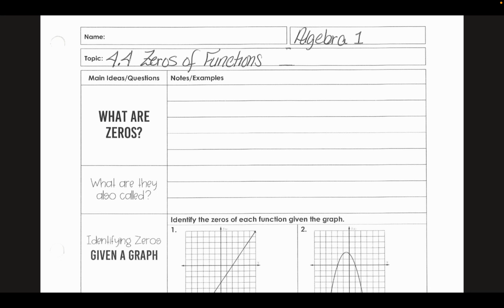Welcome everybody to Algebra 1, Section 4.4, Zeros of Functions. So first of all, let's talk about what zeros are.